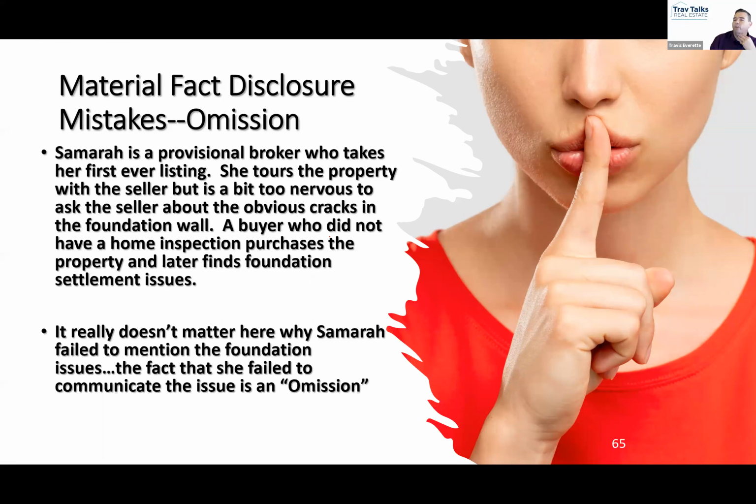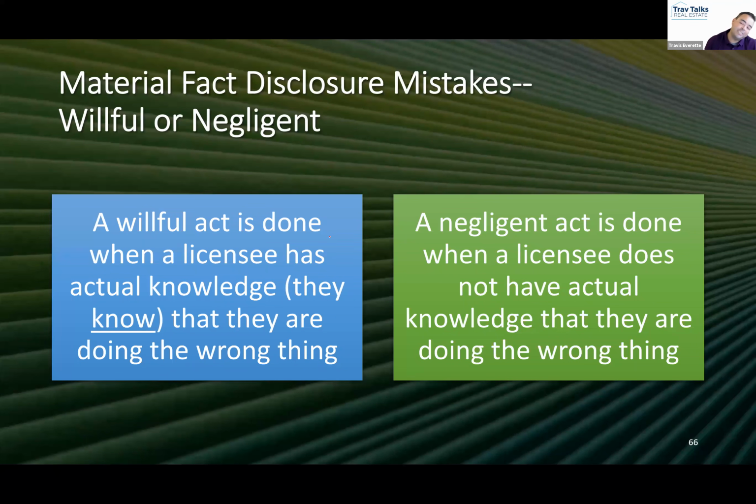Willfully, because she saw the cracks. Does that make sense for everybody? She saw the cracks. It says she was too nervous to ask. Well, that's willful. She has some knowledge of the problem. Negligent would have been if she was so nervous that she never even saw it. She never noticed them. She missed them. That's negligence. Willful is when you do notice it and you make a choice not to do something.